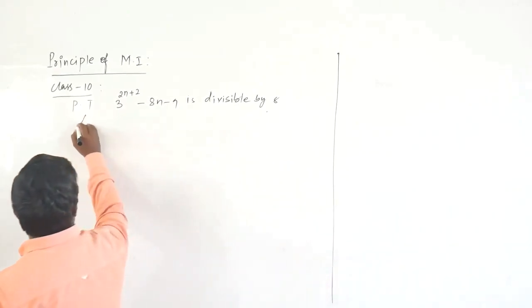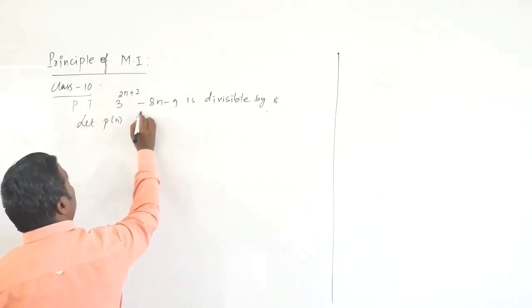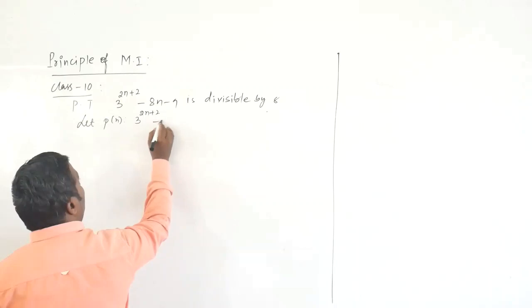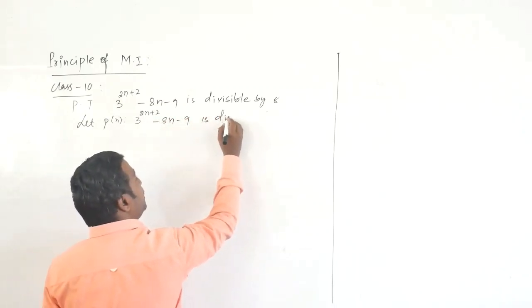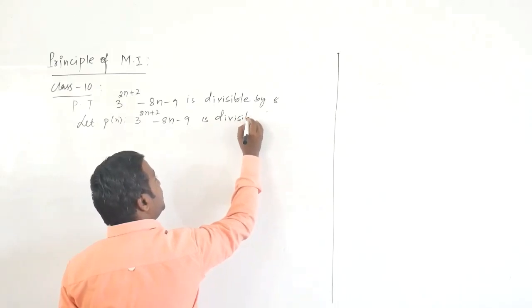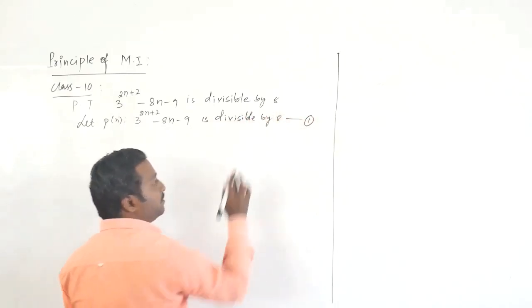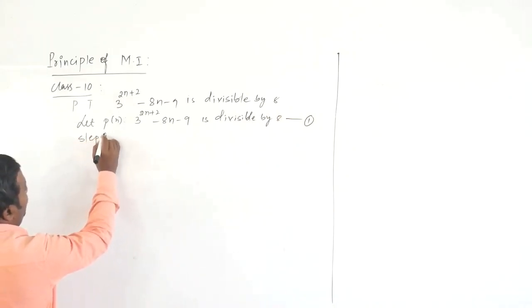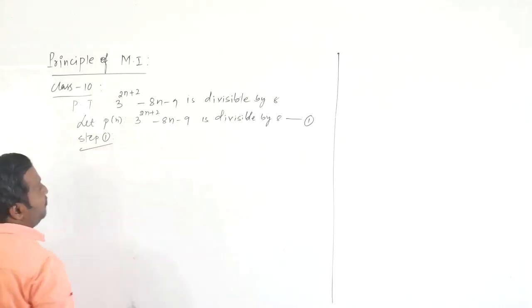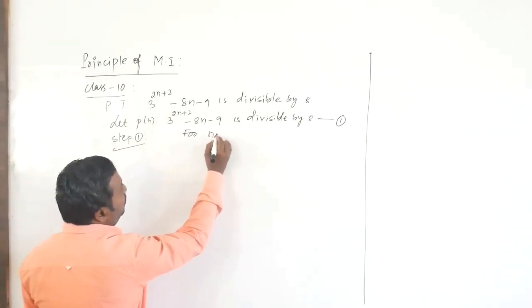Just take the statement as it is. Let us take P of n statement: 3 raised to 2n plus 2 minus 8n minus 9 is divisible by 8. This is the statement they have given. Let us take this as statement number 1. Now we have to prove the statement is true for n equal to 1 by using the principle of mathematical induction. Step 1: we have to show it for n equal to 1.